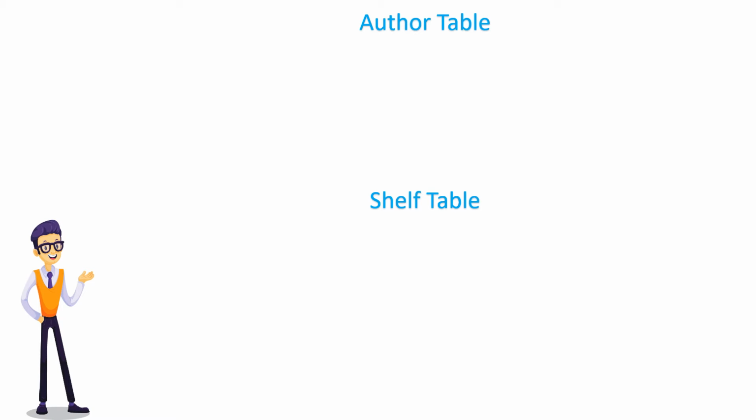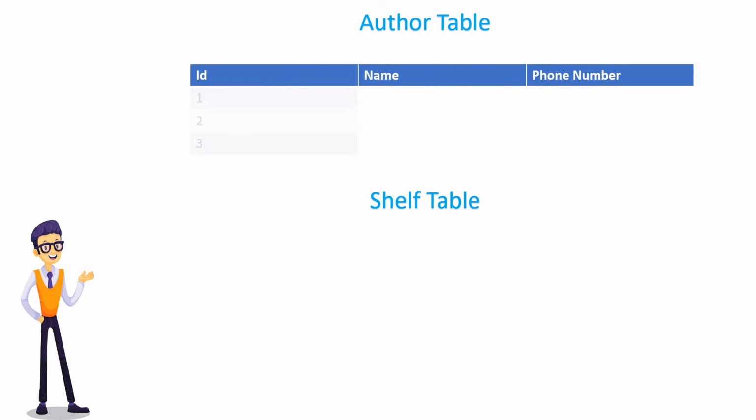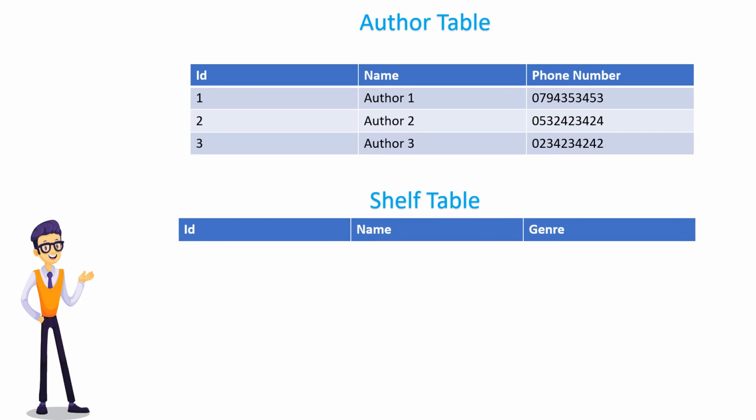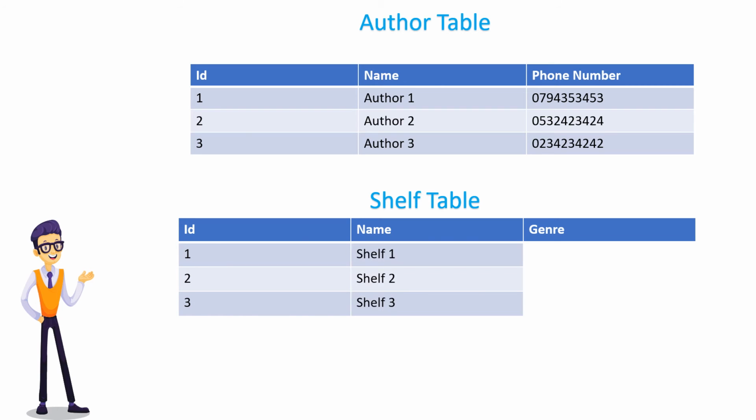What we are going to do in here is, we are going to create a set of tables and store data in those tables. For example, first let's create the table to store authors: ID, name, and phone number. Then create the table to store shelves: ID, name, and genre.